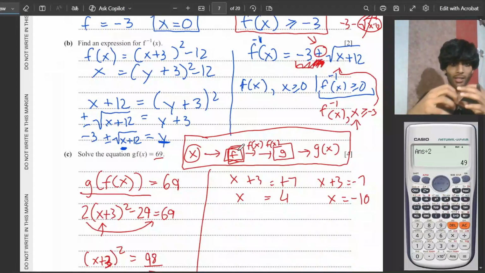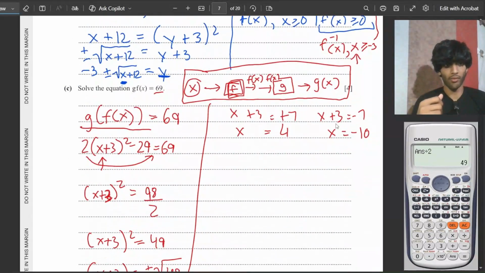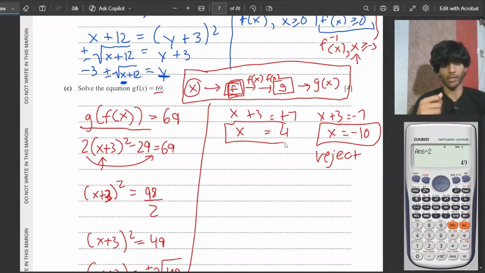So anything that you put into this function must first go into the function f. So it must be of the domain of f. Therefore, this negative number gets rejected, and the answer is simply going to be x equals positive 4.